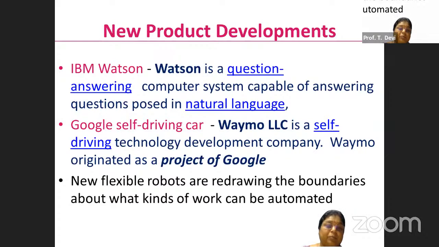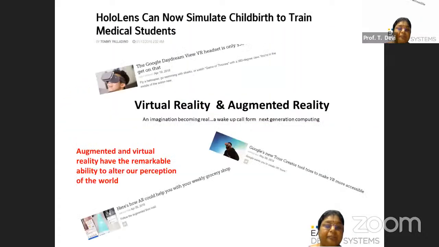New flexible robots are redrawing the boundaries of what kinds of work can be automated. Augmented reality. How many of you have heard about HoloLens?